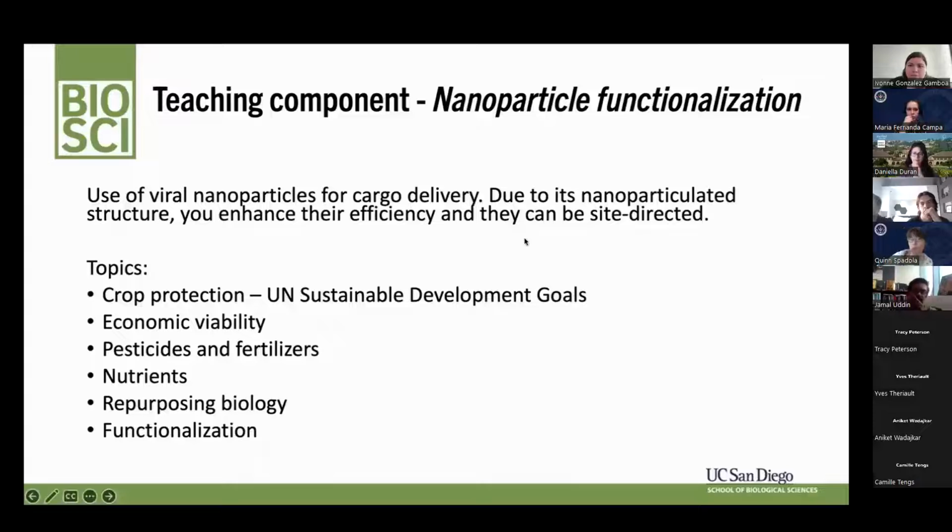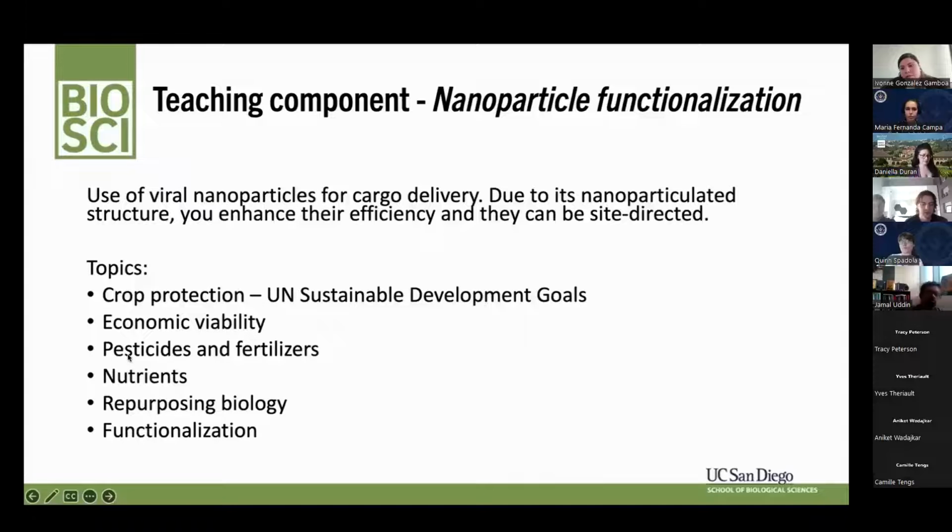So some of the topics here, precisely for the agriculture focus, would be maybe talking about crop protection, taking into consideration the UN Sustainable Development Goals, what I mentioned before, the Zero Hunger Goal strategy. We have to talk about economic viability. So this is one of the most important parts whenever you're trying to design a new experiment, whenever you're trying to design new technology, you need to think about who your market is going to be, and if it's going to be sustainable in the long run, if it's going to be cost effective.